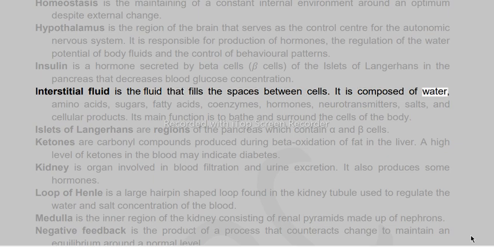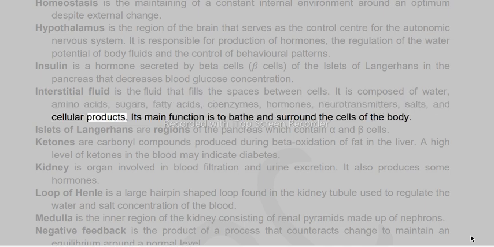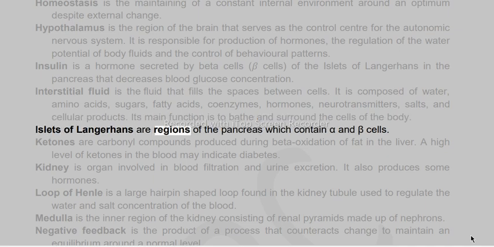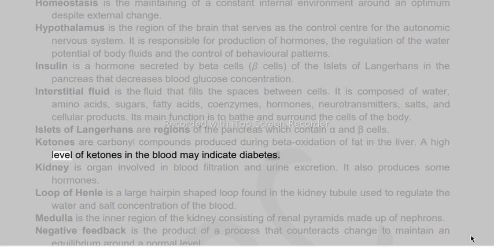It is composed of water, amino acids, sugars, fatty acids, coenzymes, hormones, neurotransmitters, salts, and cellular products. Its main function is to bathe and surround the cells of the body. Islets of Langerhans are regions of the pancreas which contain alpha and beta cells. Ketones are carbonyl compounds produced during beta oxidation of fat in the liver. A high level of ketones in the blood may indicate diabetes.